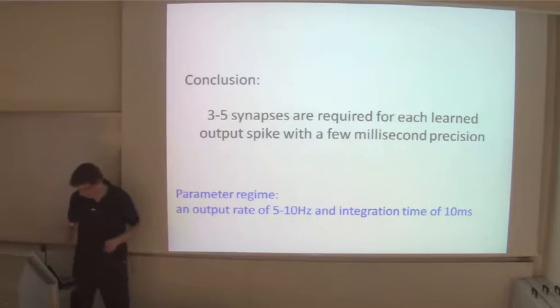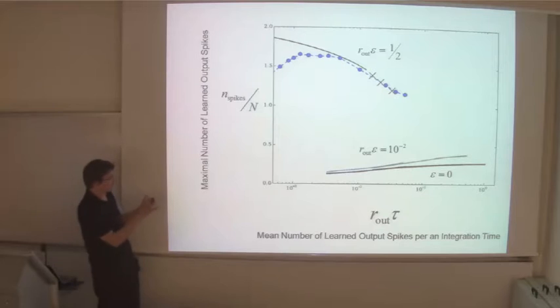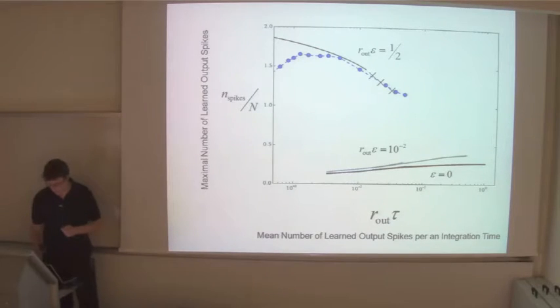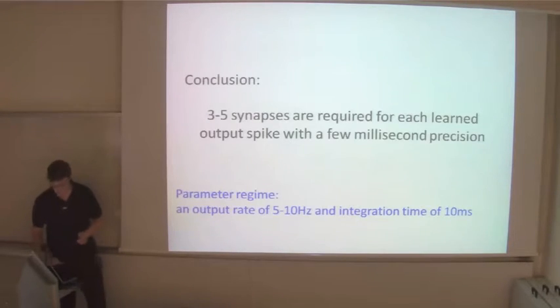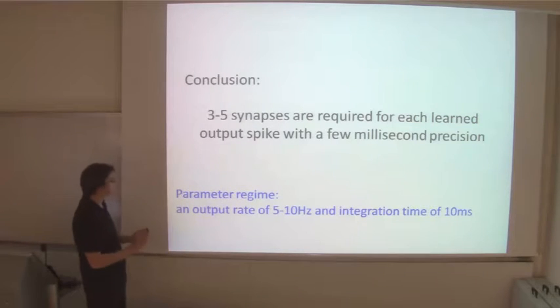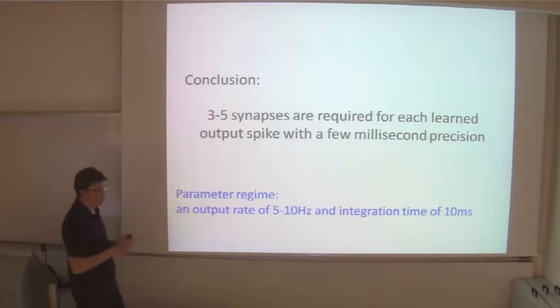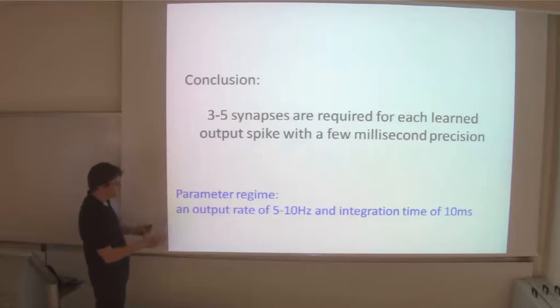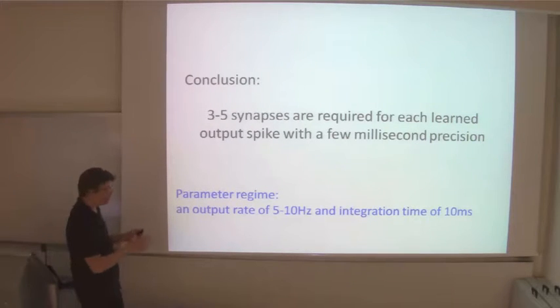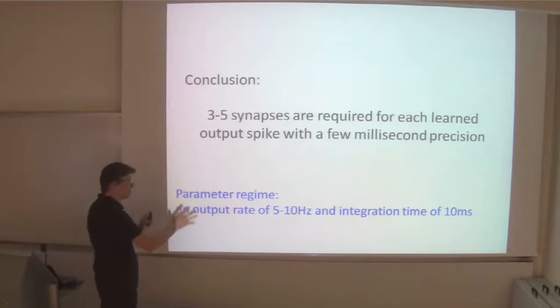So the take-home message from this graph, we have a lot of parameters, but if we want to summarize it in a sentence, is that it takes between 3 and 5 synapses to learn 1 output spike if the precision that you want is a few milliseconds, in some relevant parameter range. So if the output is between 5 to 10 hertz, with an integration time of 10 milliseconds. So this is for biologically relevant parameters.